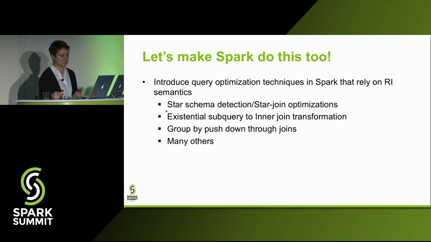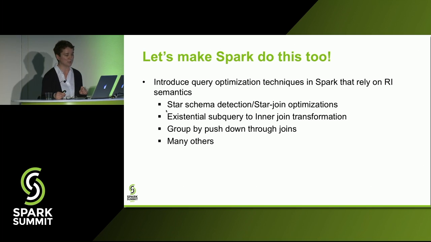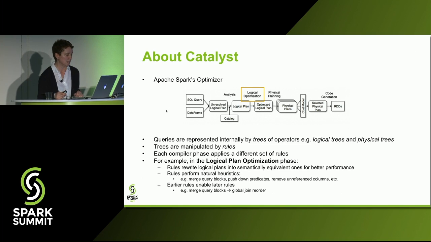Let's make Spark do this too. We propose to introduce some similar optimization techniques in Spark that use referential integrity semantic. Some of the optimizations presented here are star schema detection, existential subquery to inner join, group by push down through joins, and others will be referenced.